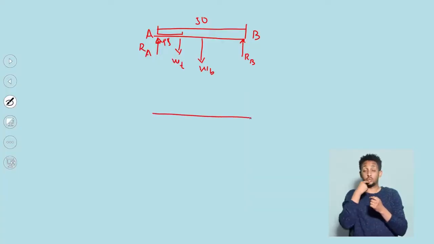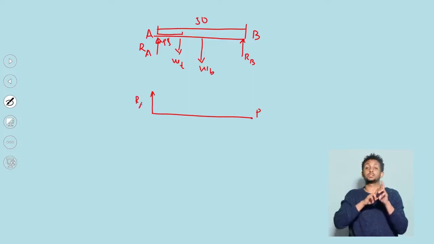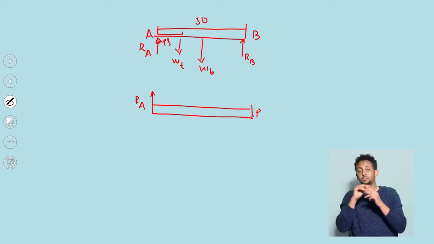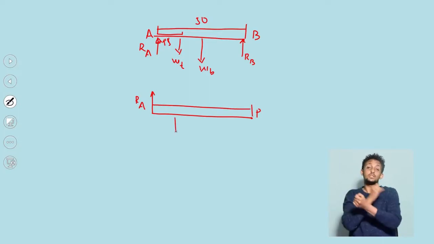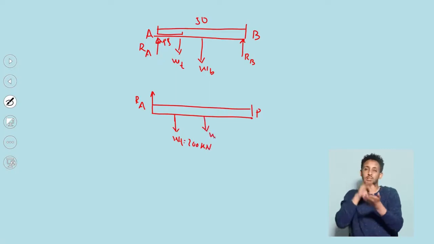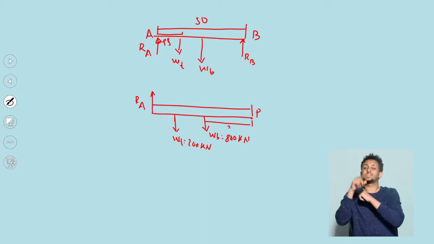Let's say that point B is the pivotal point. Okay? If B is the pivotal point, what are the forces acting here? There is an upward force due to the reaction at point A, and it's found at 50 meter from point B. The other force is the weight of the truck, which is 200 kilonewton. And the other force is exactly at the center: the weight of the bridge, which is 800 kilonewton.